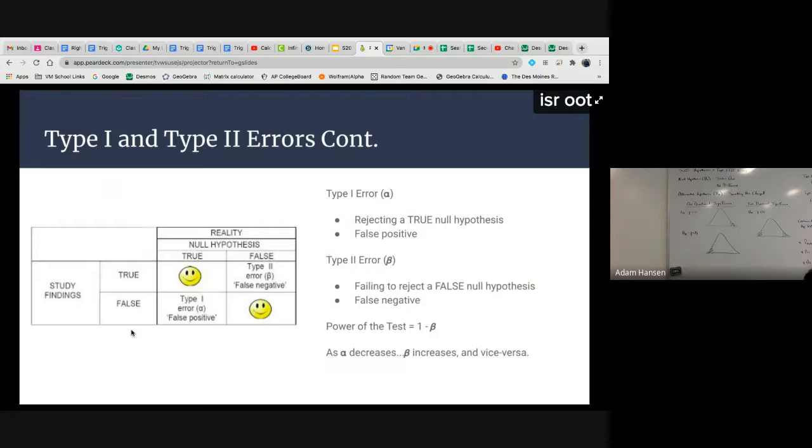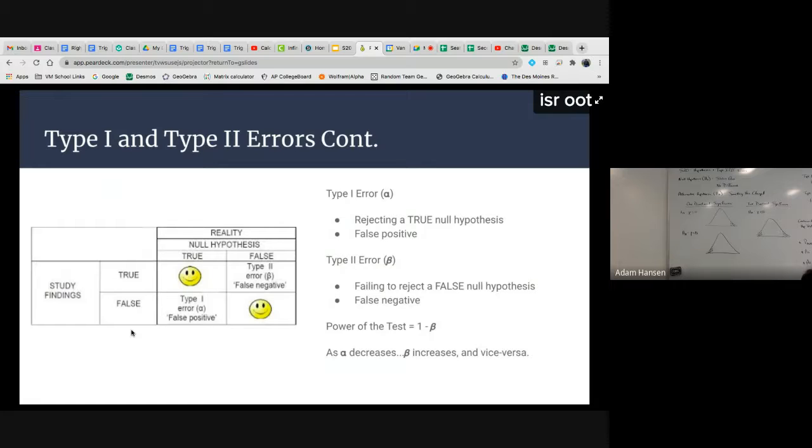I want to reject the null hypothesis when I'm supposed to. Null hypothesis is false. Beta is failing to reject a false null hypothesis. So 1 minus beta, the other part, would be accurately rejecting a false null hypothesis. These next two statements talk about the relationship between alpha and beta. As alpha decreases, beta increases, and vice versa.